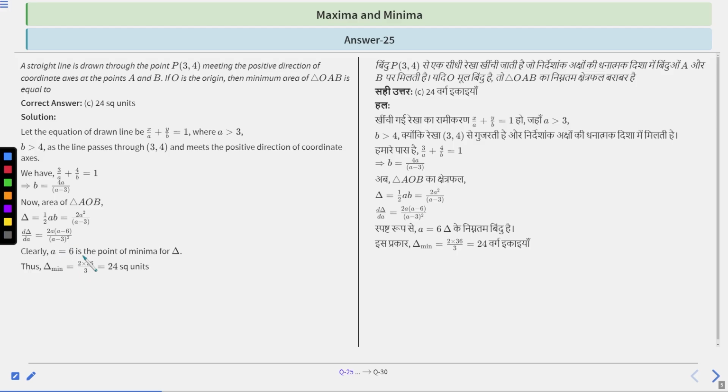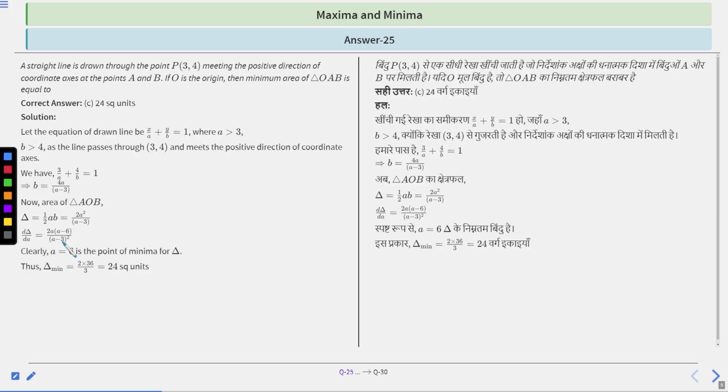Now, clearly, a equal to 6 is the point of minima for delta. Clear? Because at a equal to 6, d delta upon dA is coming out to be 0. Clear? Therefore, a equal to 6 is the point of minima. Thus, delta minimum is basically put a equal to 6 in the area. Delta minimum will be 2 into 6 square upon 3, which is equal to 24 square units, right? So, minimum area of triangle OAB is basically 24 square units.